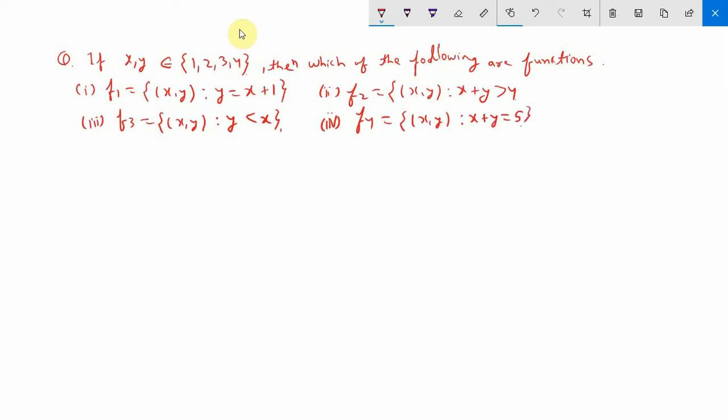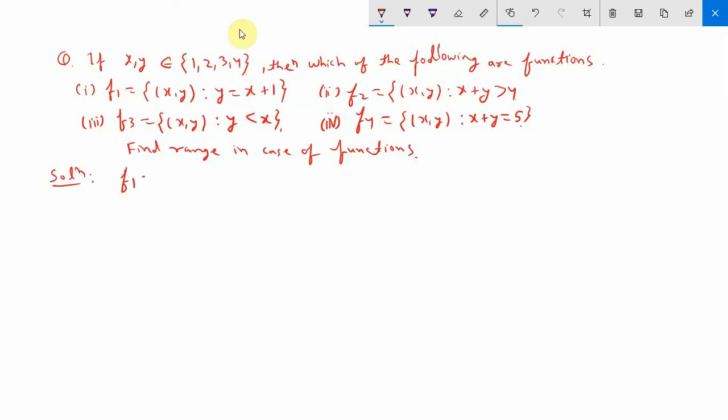Okay, and if all these are functions or any one of the functions, find a range in case of functions. Okay, so how we can solve this? First we have to express f1, f2, f3 and f4 in terms of ordered pairs. Then we can see whether these are functions or not.